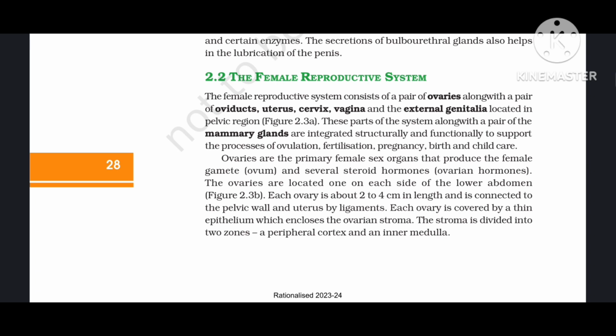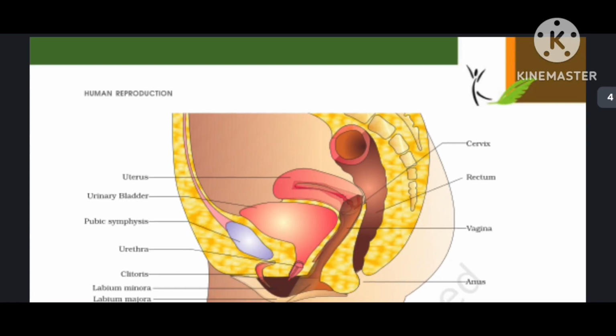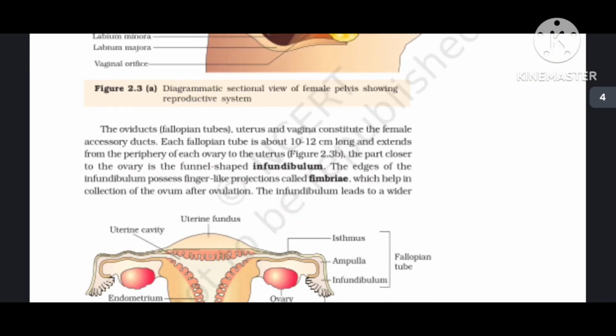2.2 The female reproductive system. The female reproductive system consists of a pair of ovaries along with a pair of oviducts, uterus, cervix, vagina, and the external genitalia located in the pelvic region. These parts of the system, along with a pair of the mammary glands, are integrated structurally and functionally to support the processes of ovulation, fertilization, pregnancy, birth, and childcare.